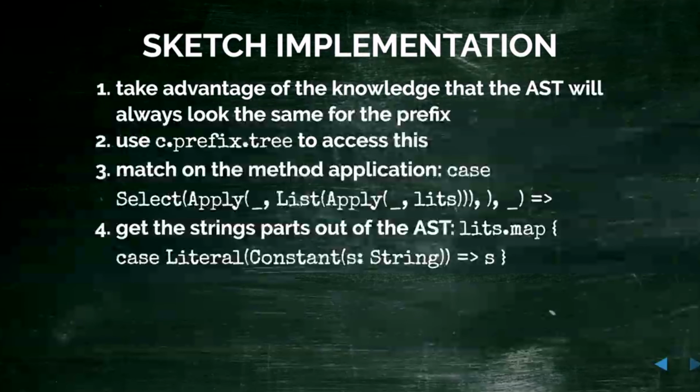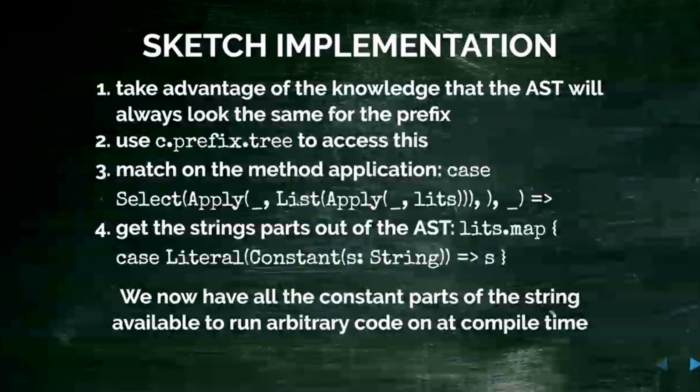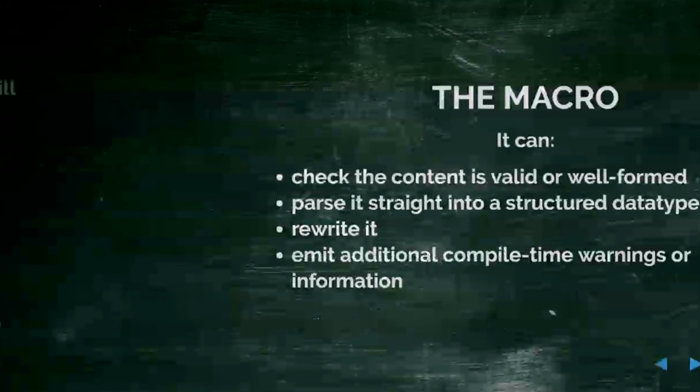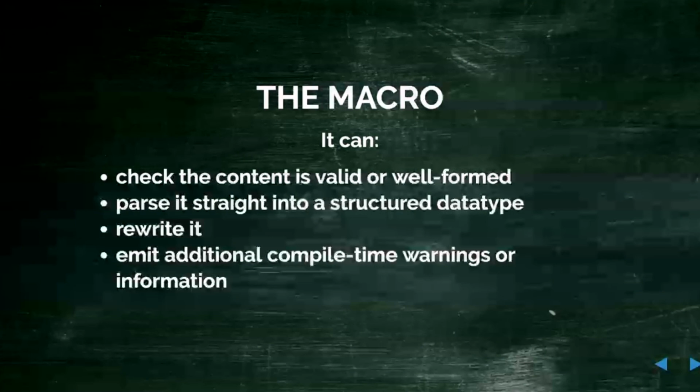So essentially what we do is, at compile time, we have access to the values as just a list of strings of the constants in our interpolated string at compile time. And then the macro can use that. It can parse it, it can check it, it can throw compile exceptions. It can give you warnings. These are all useful things you can do with it.